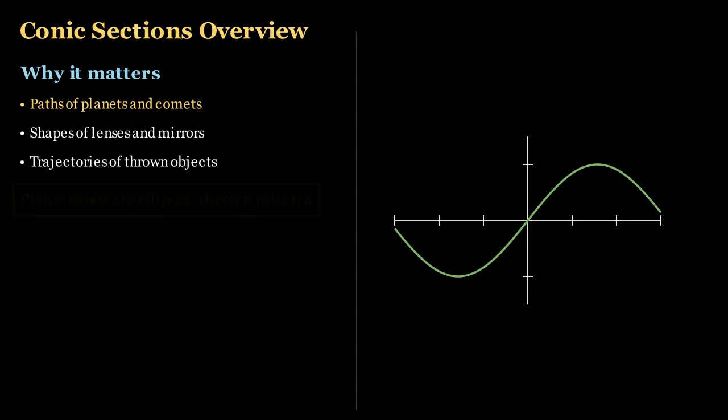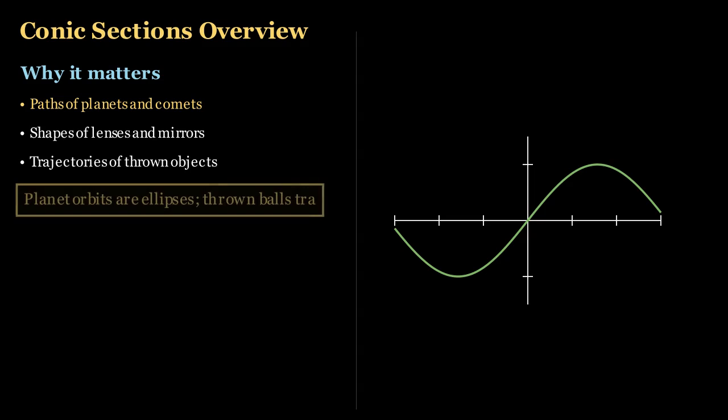So, conic sections aren't just abstract geometry, they are the language of orbits, gravity, and optics. For calculus, understanding their shapes and equations is the first step to calculating slopes, areas, and rates of change for these real-world paths. Now, how do we capture these shapes with algebra?